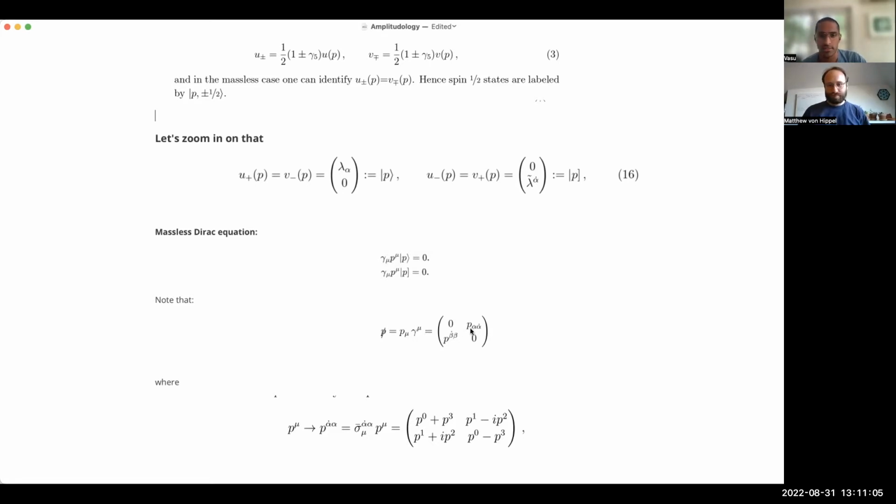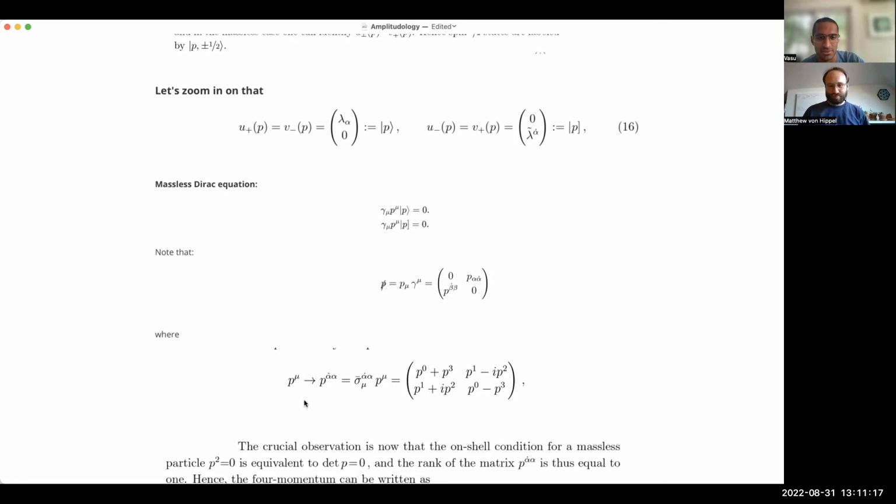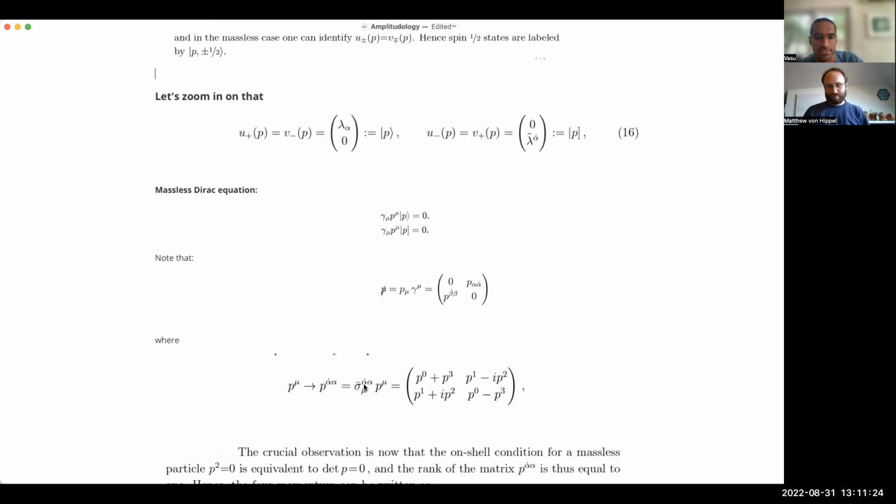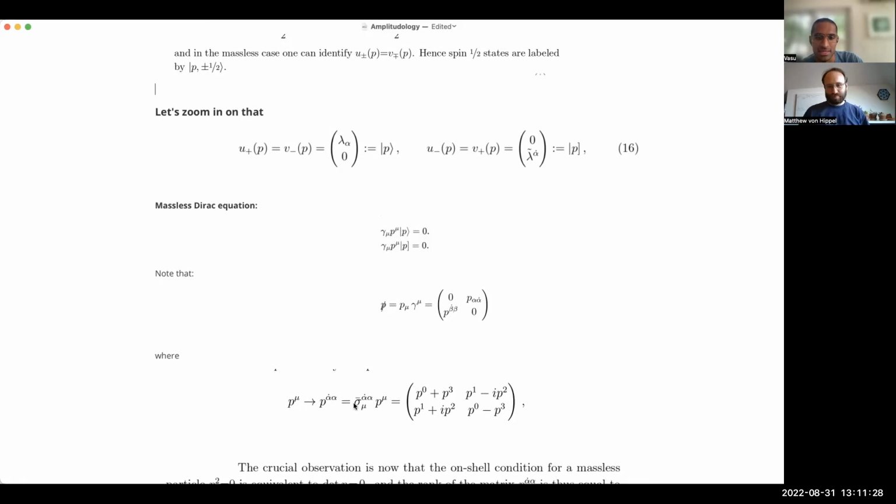Once again, downstairs, undotted preceding dotted is the same kind of rule as upstairs, where the dotted precedes the undotted, and vice versa. But that all follows from the following convention of these sigma matrices. This is like sigma matrices extended by identity, and we define p alpha dot alpha as the following matrix of linear combinations of the components.